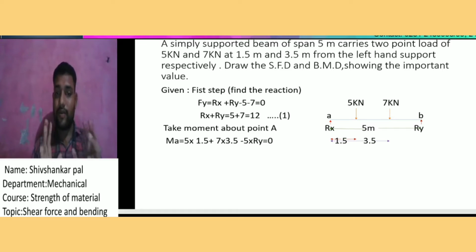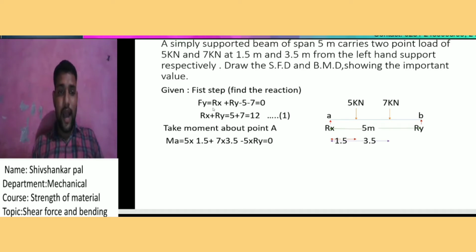That is the only consideration, according to direction. We do not consider the magnitude, only the direction. So the reaction forces in the y direction go upward, so they are taken positive: plus Ra, plus Rb. The 5 kilonewton applied on our beam is in the downward direction, so I consider minus 5 and minus 7, and the sum of forces in the y direction equals 0. That is the condition of our equilibrium.